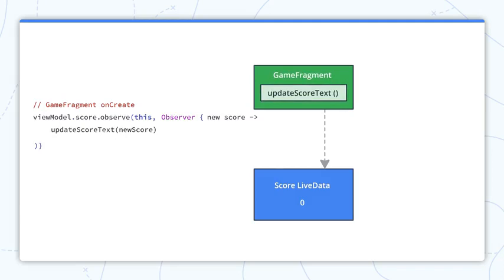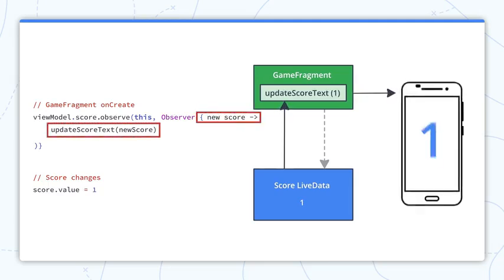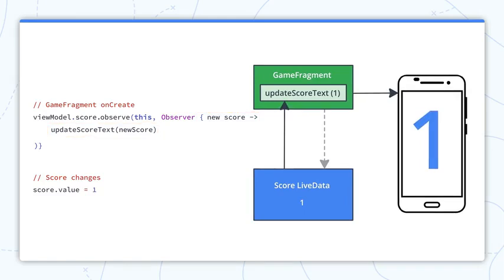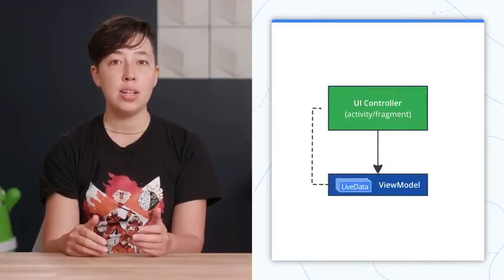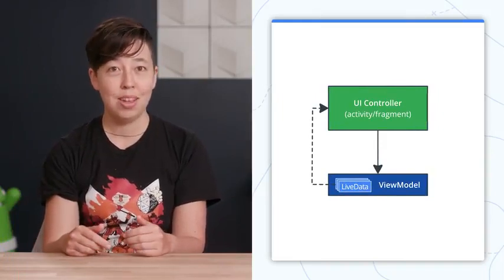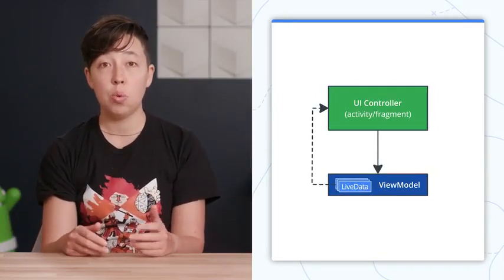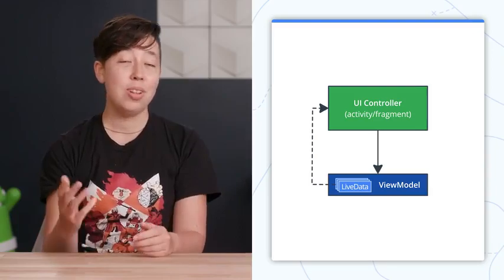Okay, now somewhere else in the code, when you want to change the value of score LiveData, you can then call setValue and pass in the new score value to the LiveData. This will then trigger all of this code, which will update the UI. Thus, by setting up this observer relationship, you can have the view model communicate data changes back to the UI controller. I'll cover what LiveData's lifecycle awareness means soon, but for now, let's write some code.